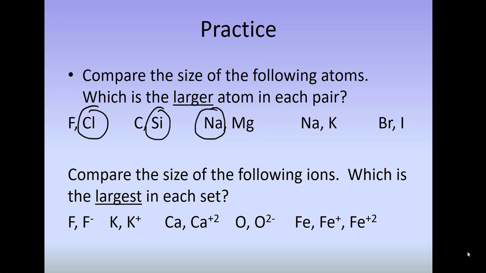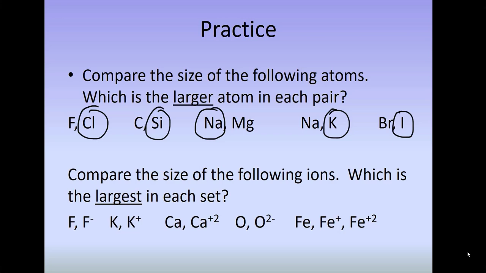And then we have sodium and potassium. They're in the same family. So which one is lower? Potassium is lower. Next we have bromine and iodine. They're also in the same family. As I go down a family, it gets bigger. So iodine is closest to the bottom, so it's the larger of the two.